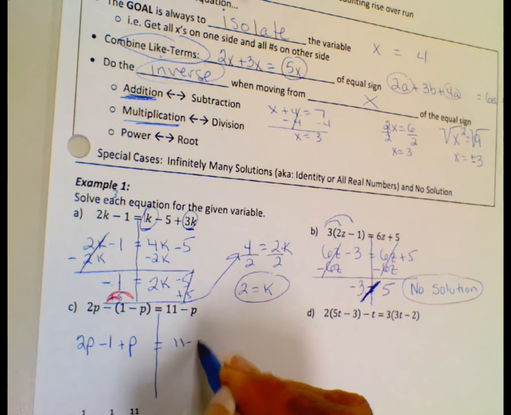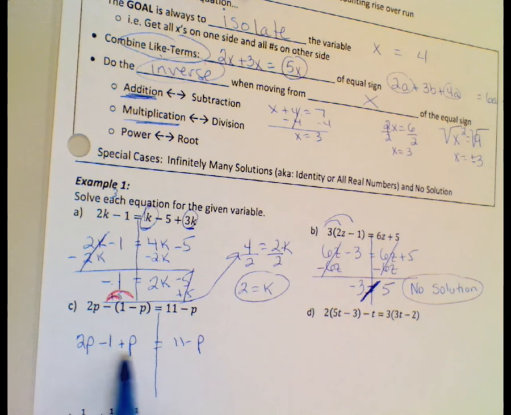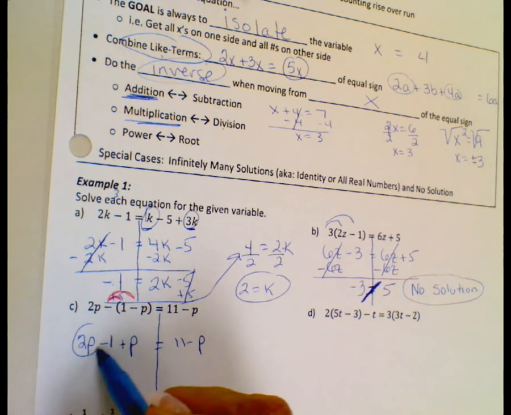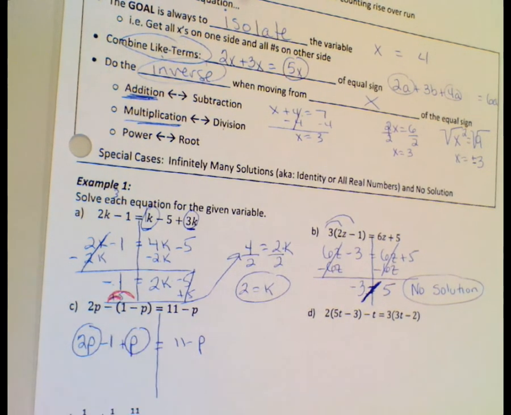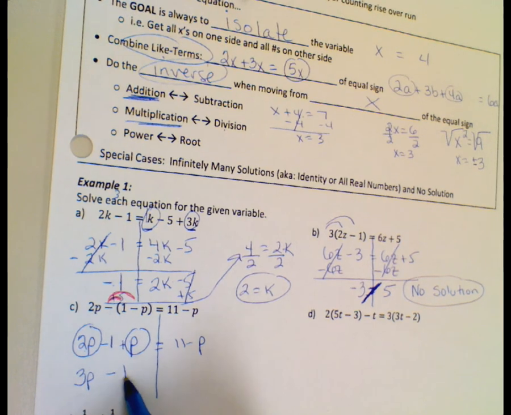So let's recopy the right-hand side. Now the left-hand side has still got too many terms. Do you see how there's 1, 2, 3 terms? That's too many on this side. So we're going to combine 2p and 1p. How many p's do you have? You should say 3. That's 2, and that's 1 more. Carry down the subtraction of 1.